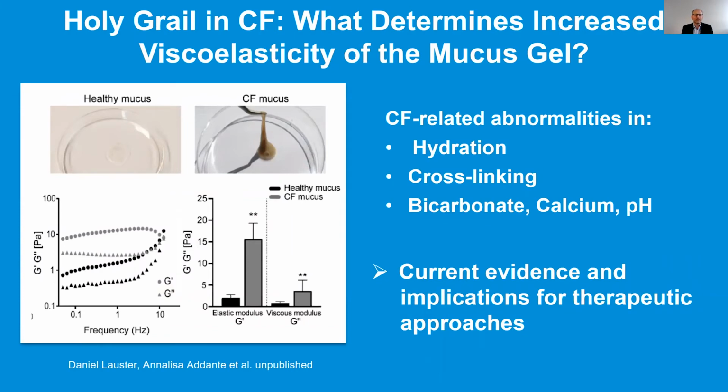So the question, what determines this increased viscoelasticity of the CF mucus gel, has really been a holy grail in the field. And several determinants have received attention in this area, also with respect to their relation to CFTR dysfunction. And these are hydration, the role of cross-linking, and the role of bicarbonate, calcium, and pH. And in my talk, I now want to review the current evidence for these determinants and their role, as well as potential therapeutic implications.